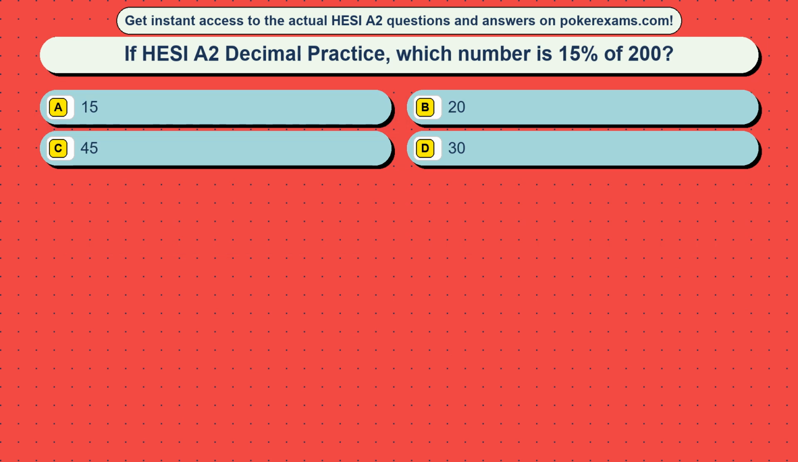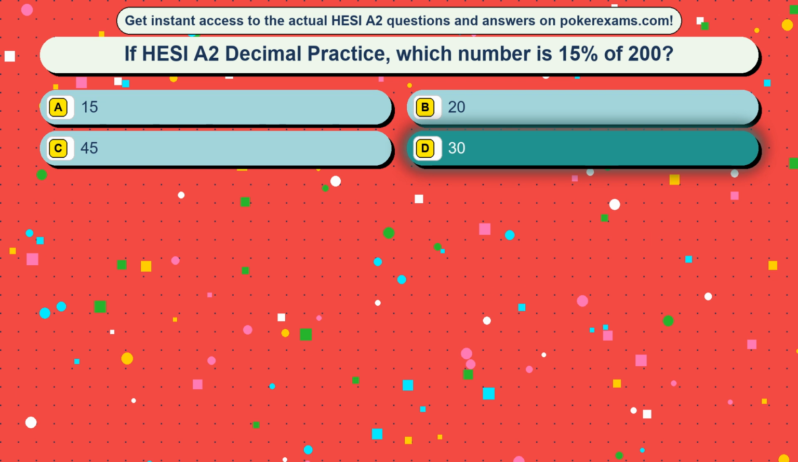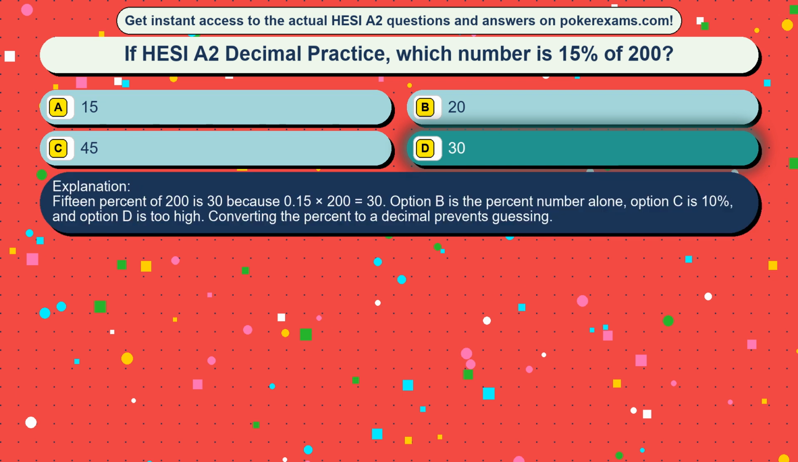Question 50. If HESI A2 decimal practice, which number is 15% of 200? Option A, 15. Option B, 20. Option C, 45. Option D, 30. The correct answer is option D, 30. 15% of 200 is 30 because 0.15 times 200 equals 30. Option B is the percent number alone, option C is 10%, and option D is too high. Converting the percent to a decimal prevents guessing.